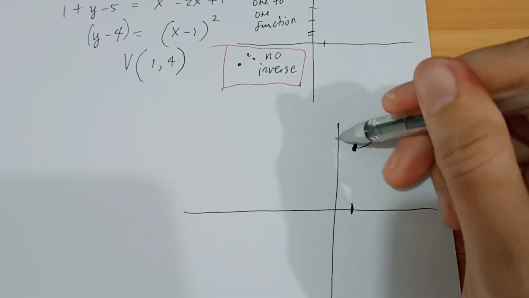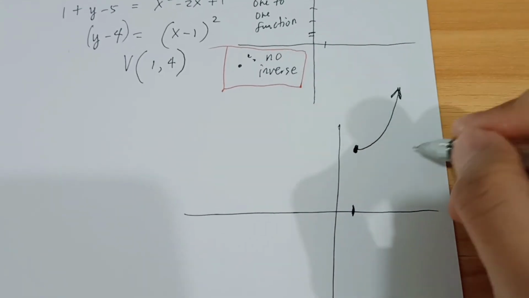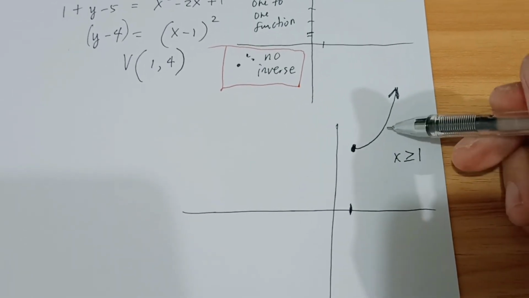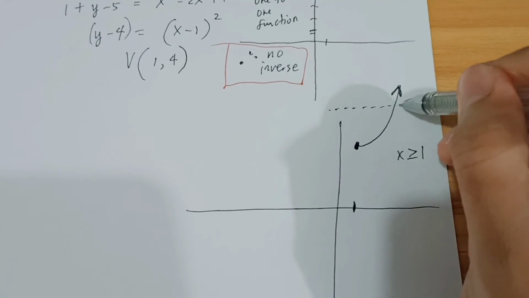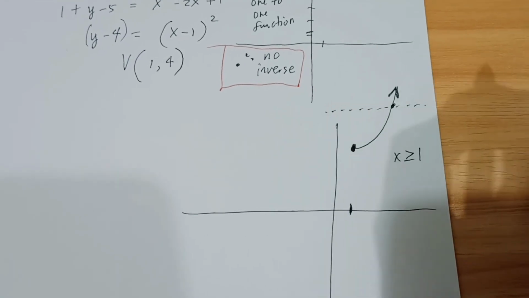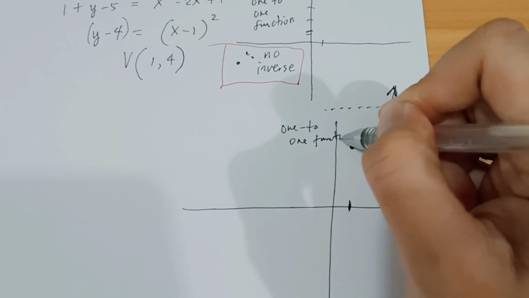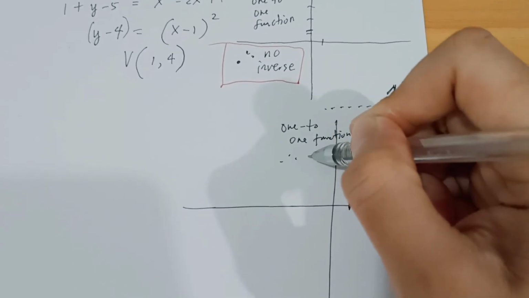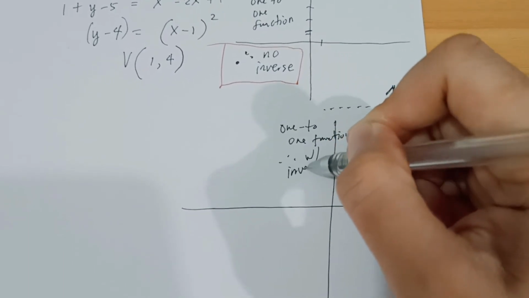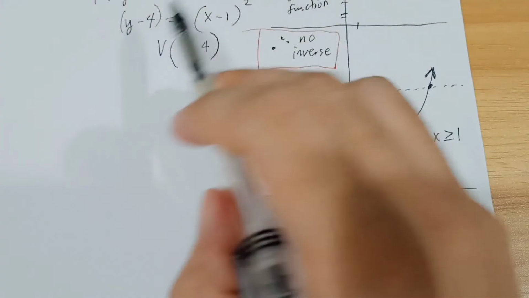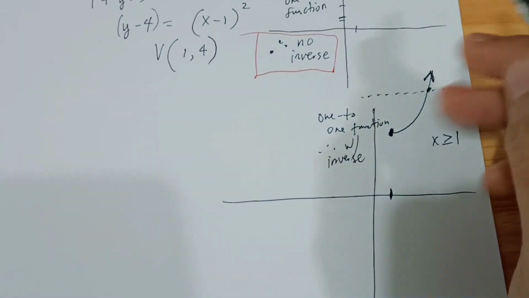Wala na tayo nung ganon dito kasi may domain restricted siya na x is greater than or equal to 1. So, ito lang yon. Pag nag-horizontal line test ka dyan, tumama siya sa isang point. Ibig sabihin, 1 to 1 siya. 1 to 1 function, therefore, with inverse.